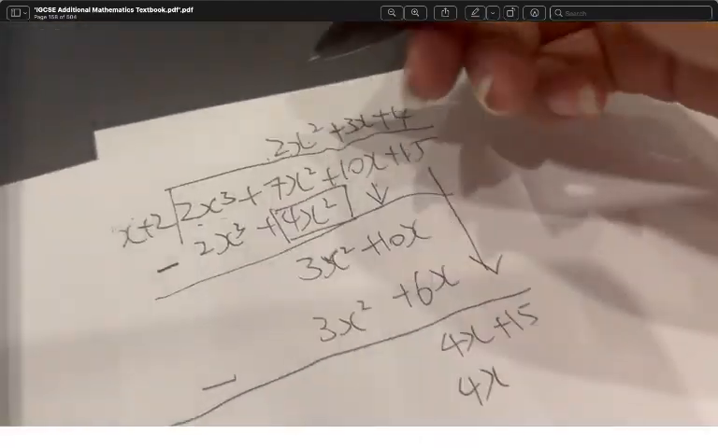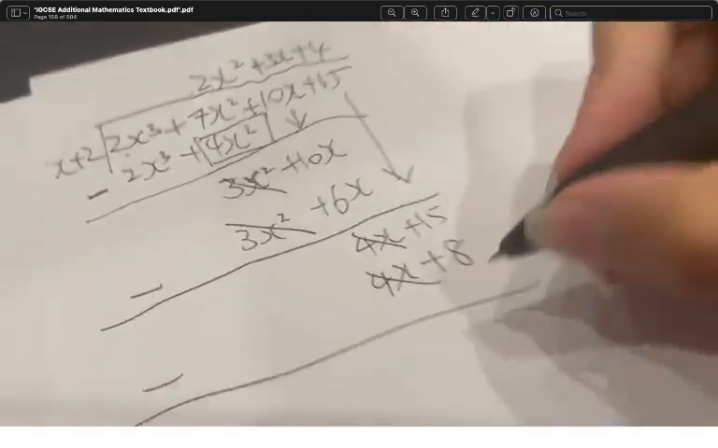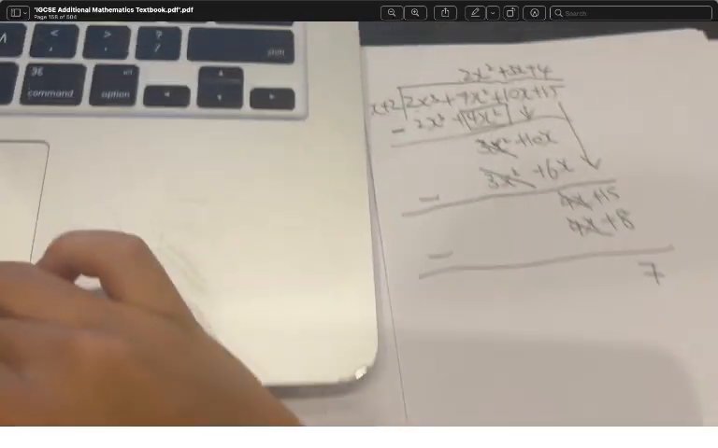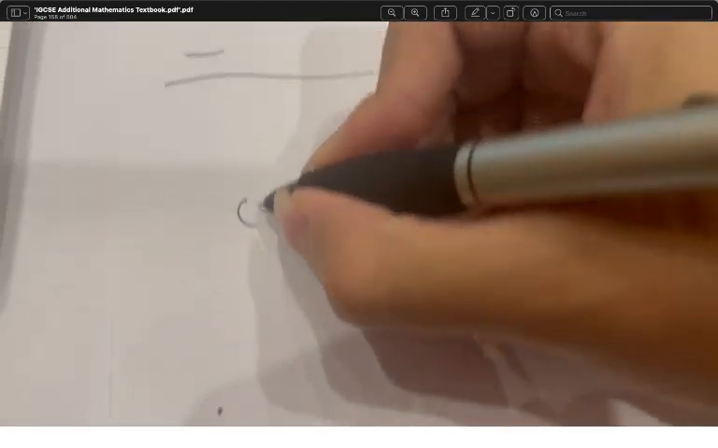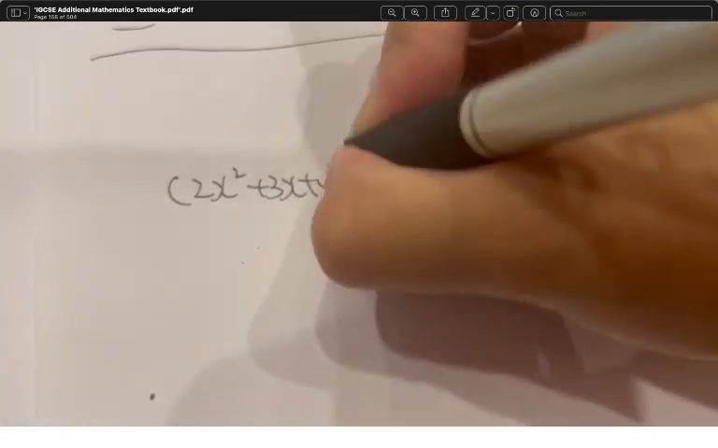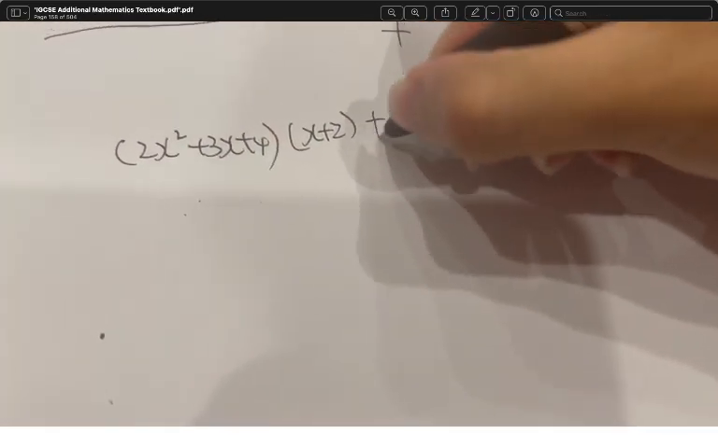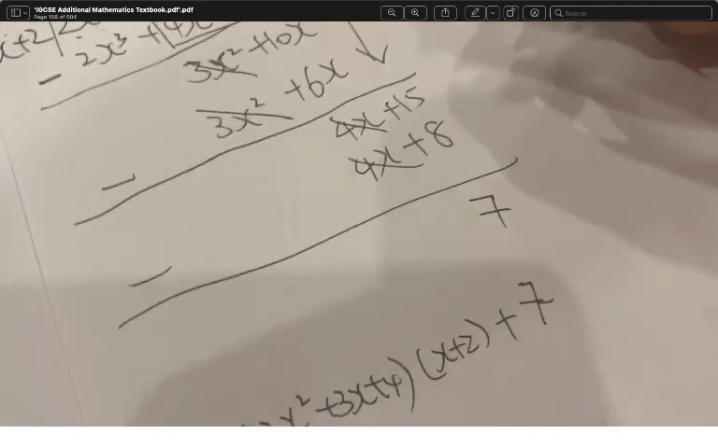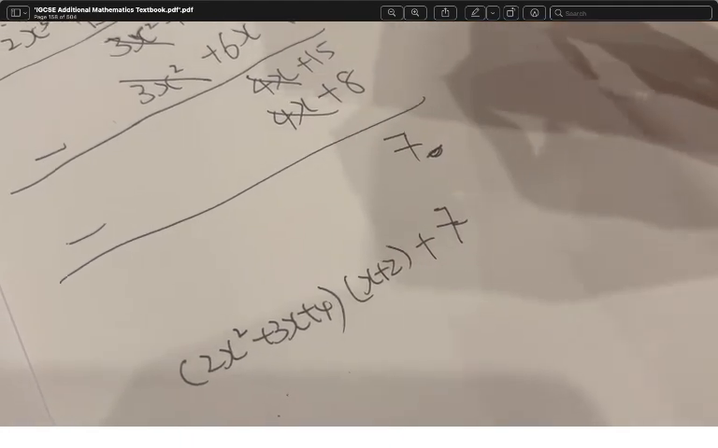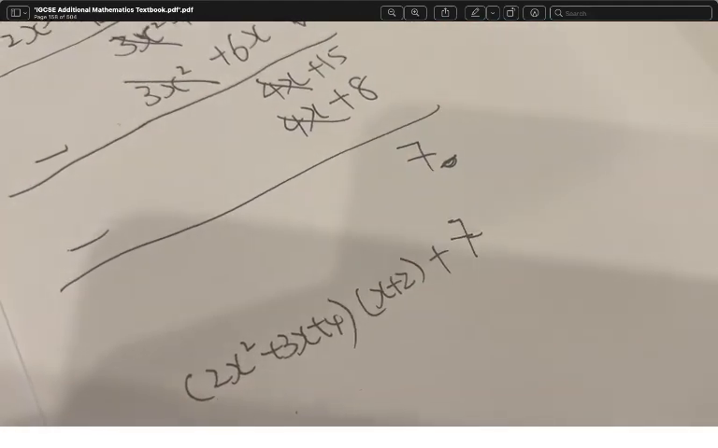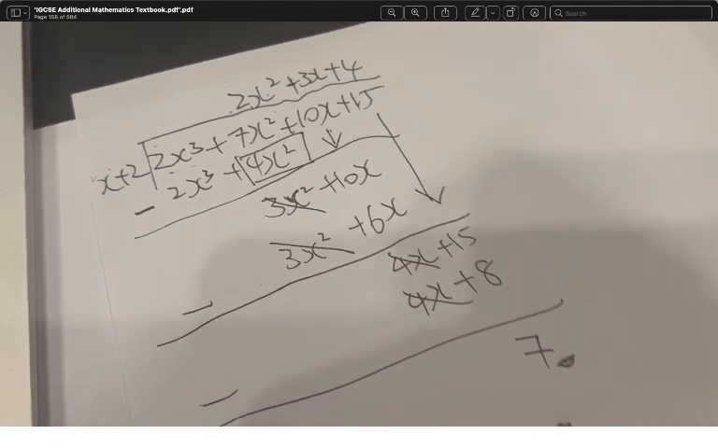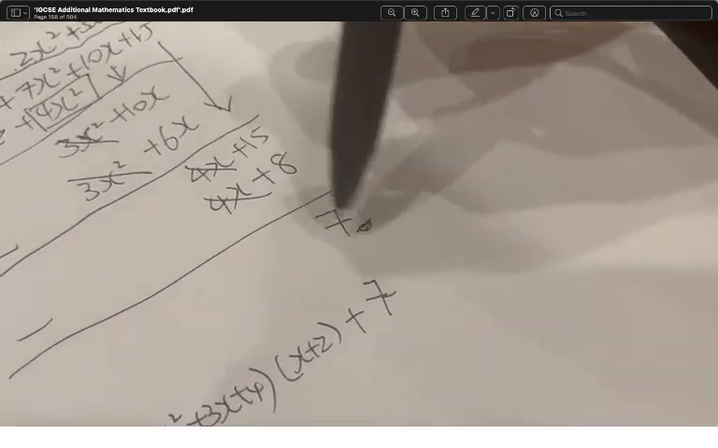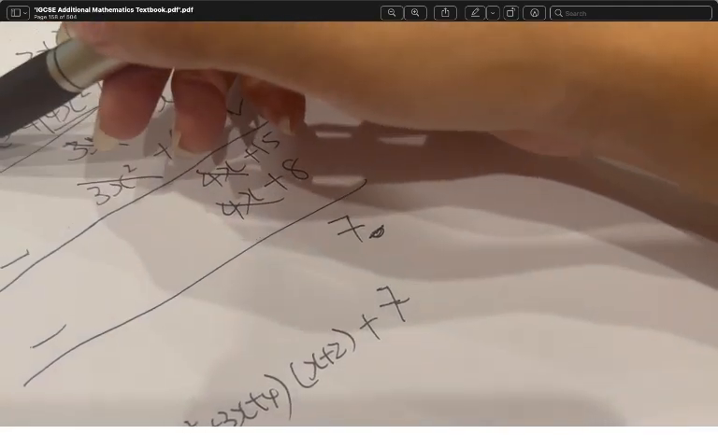So in the end, you will obtain 2x² plus 3x plus 4 times x plus 2, plus 7. But the equation is not finished, because what does this 7 of the remainder exactly mean? It doesn't simply mean the remainder is 7. This remainder means that it can no longer be divided, because 7 is no longer enough to divide with x plus 2. So to put it in fraction form, 7 divided by x plus 2, the whole process cannot continue.